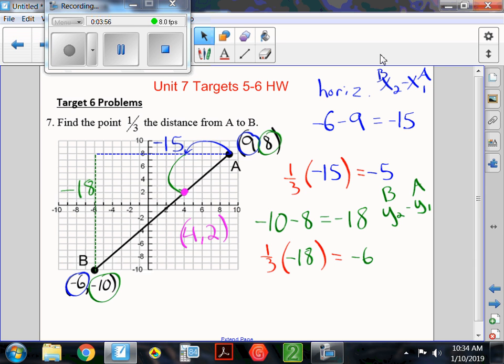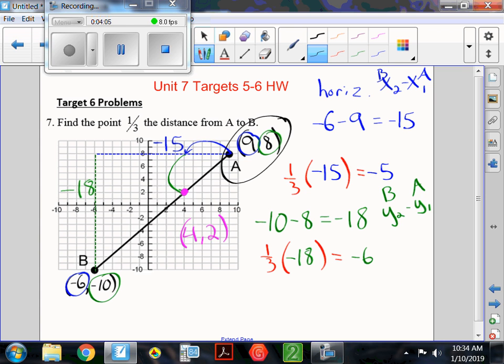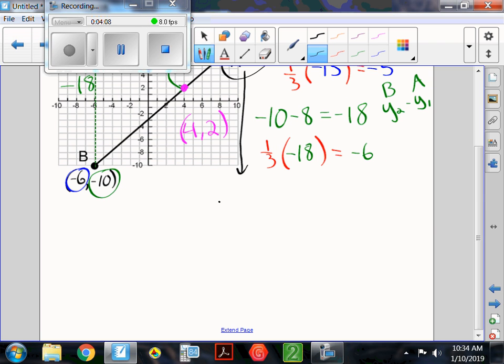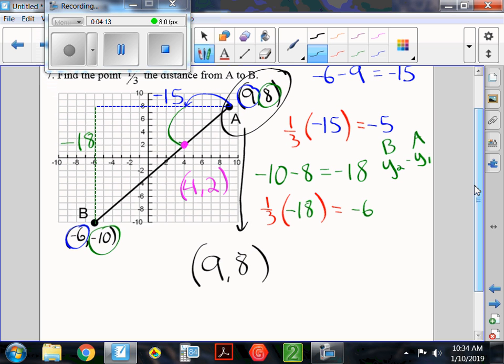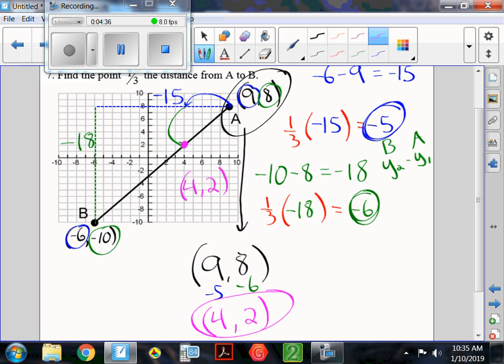I'm going to B, so I'm going to start there. Then I'm going to take this number and I'm going to compare both of them to A. So I'm going to rewrite A down here. A is the point 9, 8. And I'm going to use these parts. I'm supposed to go 5 to the left of the x, so I'm going to subtract 5 from the 9. I'm supposed to go 6 down from the y, so I'm going to subtract 6 from the y. And so my new point is going to be 9 minus 5, which is 4, and 8 minus 6, which is 2. So 4, 2.